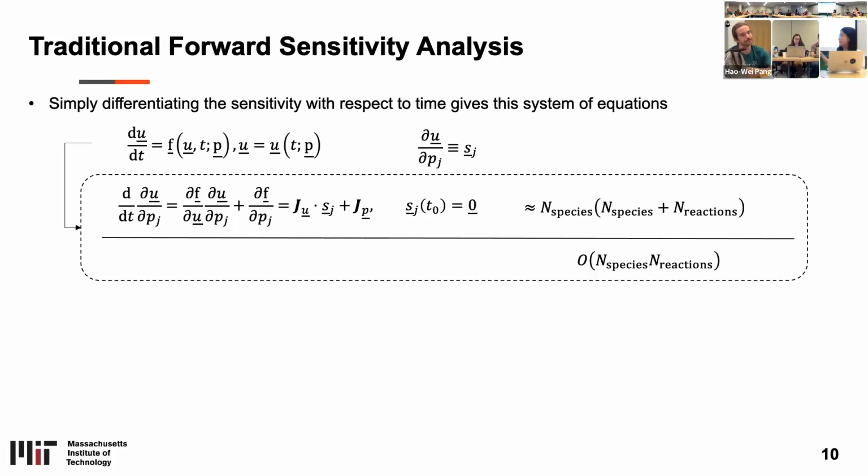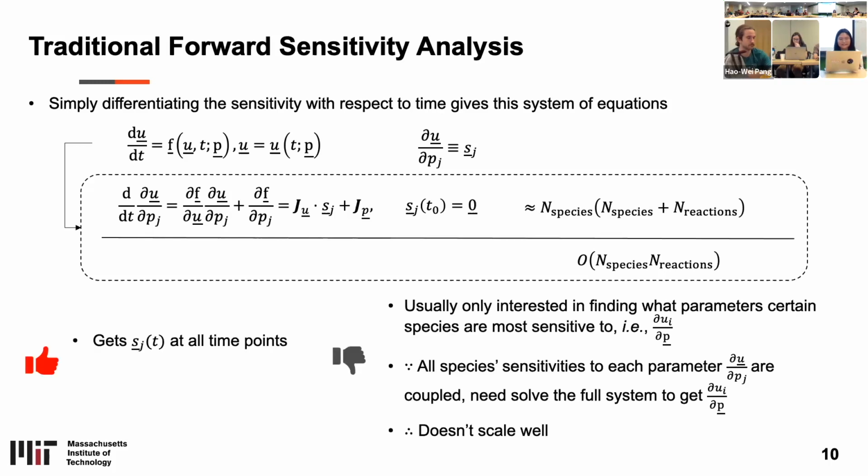Basically, it's differentiating the ODE with respect to the parameter in time to get this equation, and I refer to this as the forward sensitivity equations. It's called forward sensitivities because you also integrate this sensitivity equation forward in time. There will be a version later where we'll do something backward in time, so that's the difference there. And the good thing about this is that you get the sensitivity of all the species that you care about to some parameter at all time points.